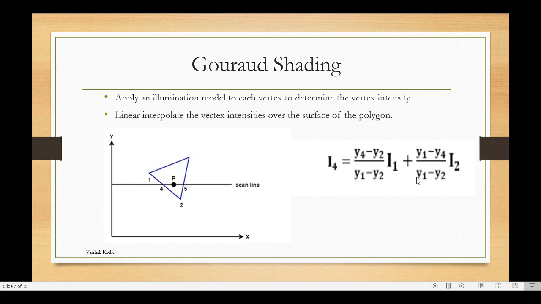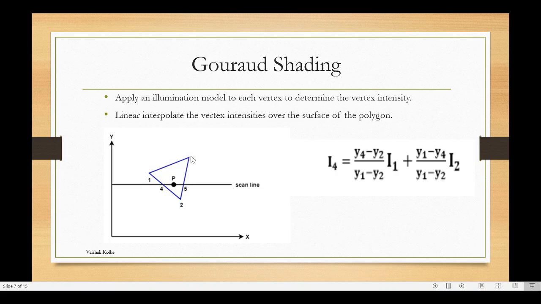By using this formula, you can find the intensity at point 4. While calculating this intensity, we are taking the intensity value at 1 as well as at 2. So by using these two intensity values, we are calculating the intensity at point 4. Similarly, we can calculate the intensity at point 5 by considering this edge.